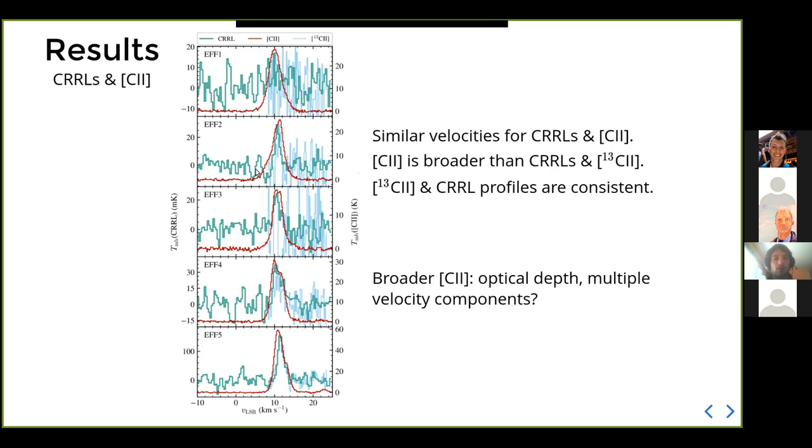And also the C+ line is broader than the carbon radio recombination lines. Though the 13C+ line, which is optically thin, does agree remarkably well with the carbon radio recombination line. For example, here it's really hard to tell them apart when you plot them on the same scale. So some of the explanations for why we have this broader C+ line: it could be optical depth. If the line is optically thick, then you get opacity broadening. You could also have multiple velocity components as suggested by the shoulders of the lines.